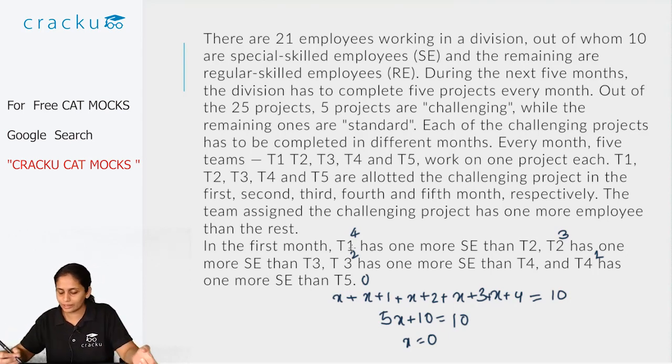We also know that T1, T2, T3, T4 and T5 work on the challenging project in the first month, second month, third month, fourth month and fifth month. The remaining time they work on the normal projects. Those working on challenging projects have 5 people, and those working on normal projects have 4 people. So let's first start by representing this information.